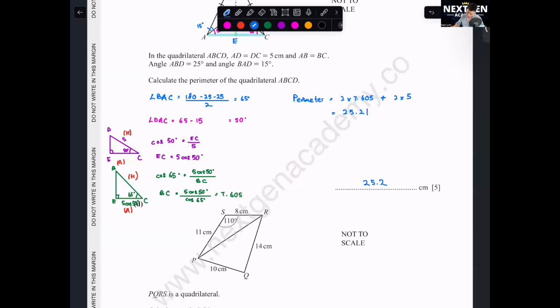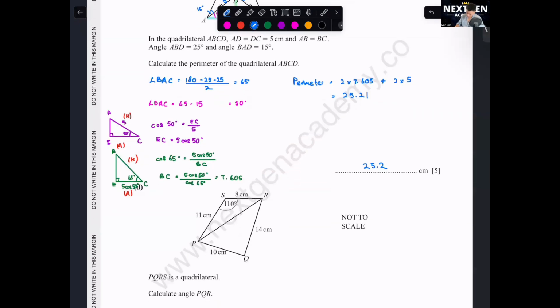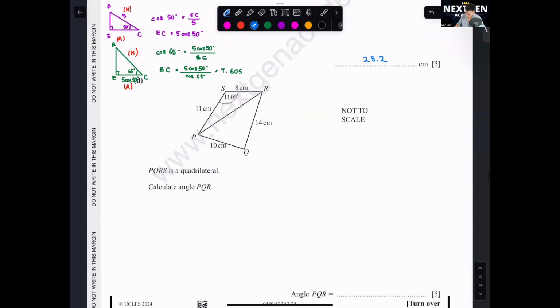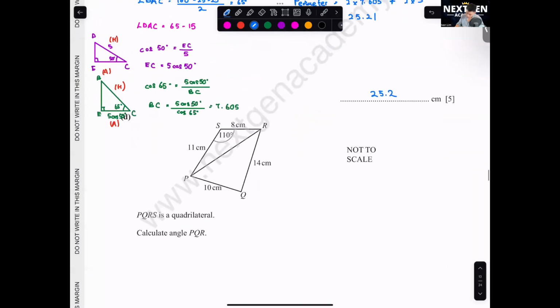Okay, question D. Let's go to question D. Calculate the angle PQR. Another 5 marks over here. Normally when we have non-right-angled triangles, there are 3 things that we want to think about: sine rule, cos rule, or area, which is 1 over 2 ab sin C. Either one of these. So what we can do here is we find what PR is first. How to find PR? We are going to use here.